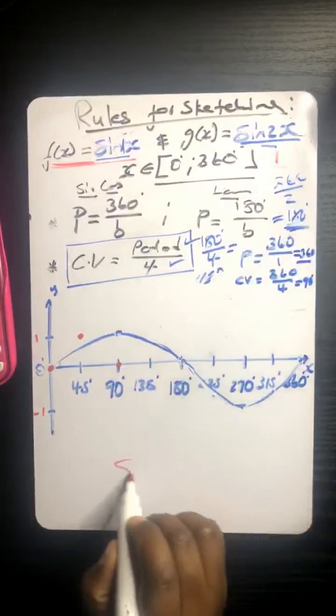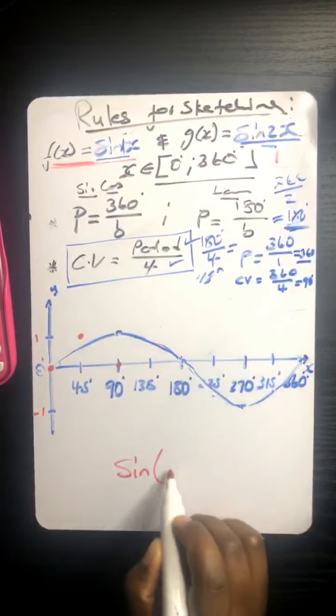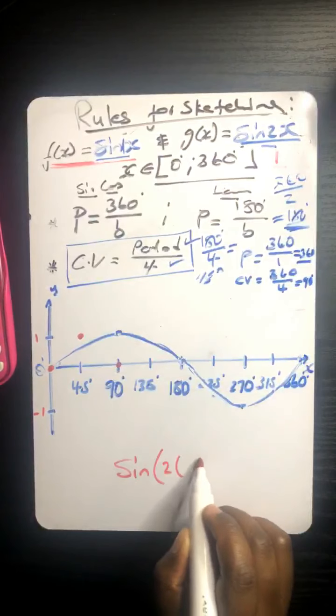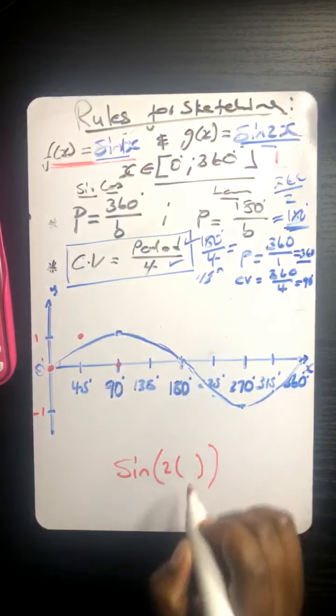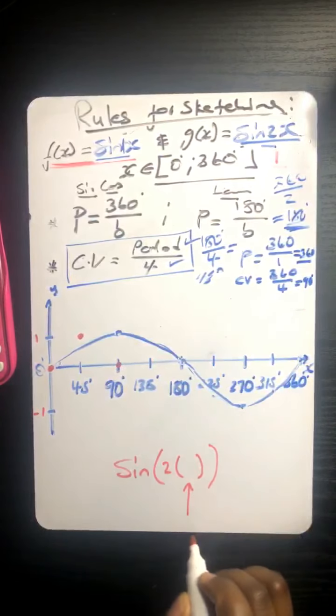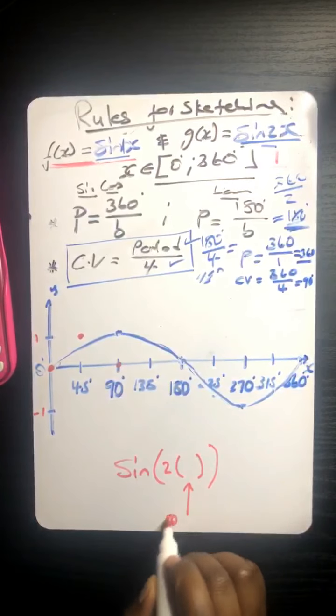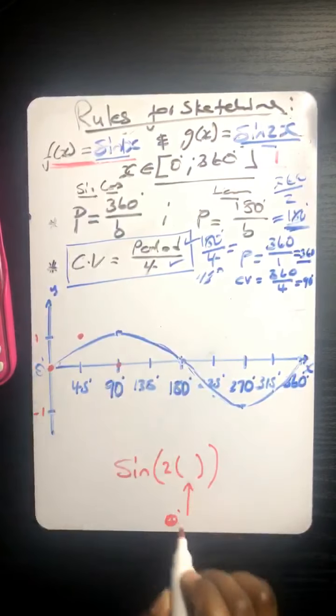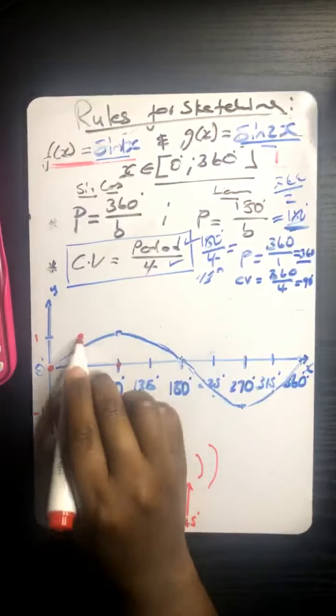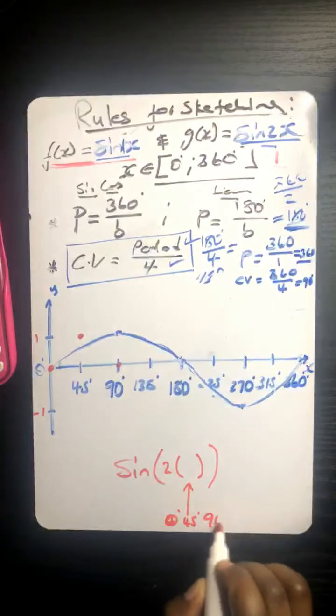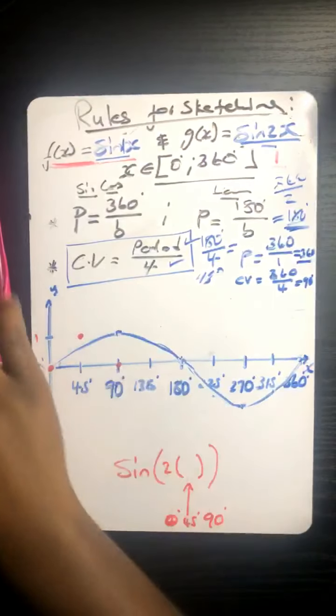Remember, this is what you should punch. It is sine of 2, then you open brackets. All that you do is just edit that. So I started from 0 degrees, I got 0. You go to 45 degrees, you get a point. You go to 90, you get a point. Now I'm on that one.